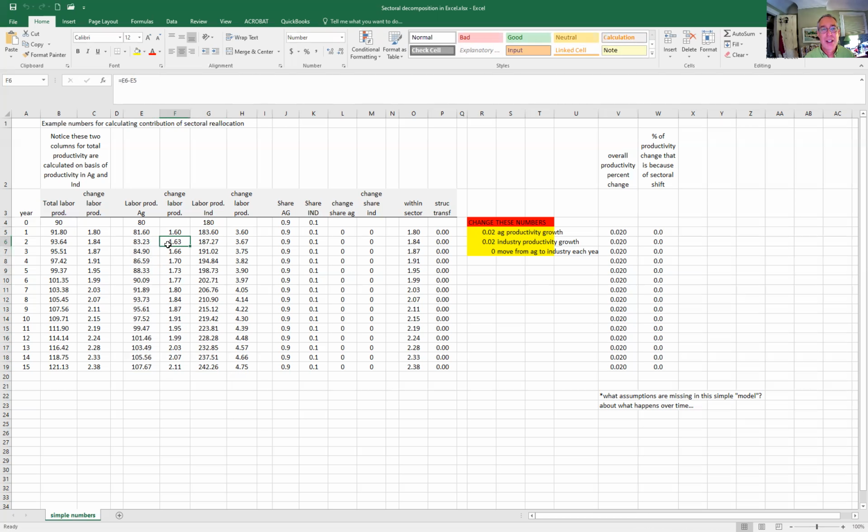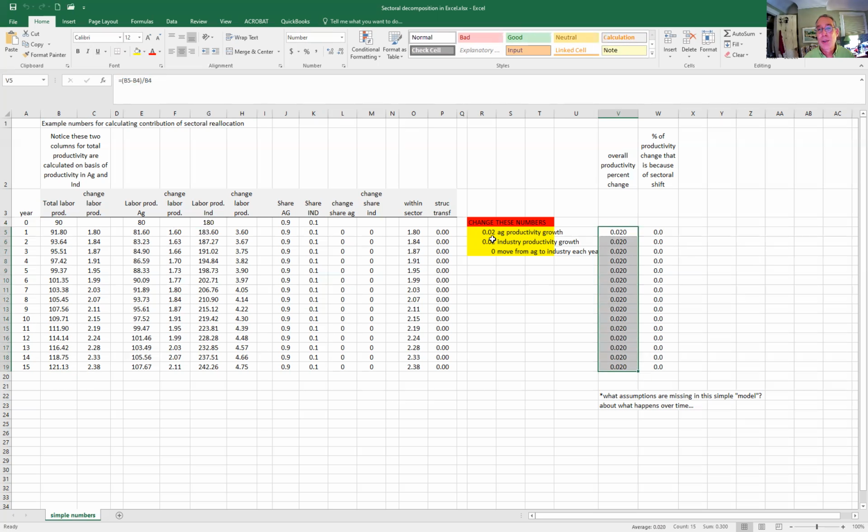This is the absolute change in productivity from year to year. The shares don't change over time. So they're always 90% in the agricultural sector and 10% in the industrial sector, so there's no change in the share. And then we get total labor productivity changing over time because each one is growing at 2%. And over here, we can calculate the overall change in labor productivity. You see the formula. It's just the difference between this year and last year's divided by last year's. So we multiply that by 100 to get the percent change. And that's just 2% because by definition, both are growing at 2% and there's no sectoral transformation.